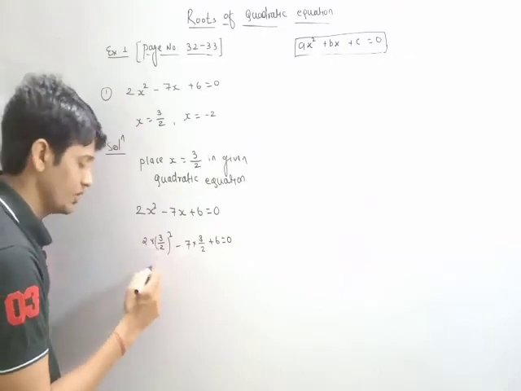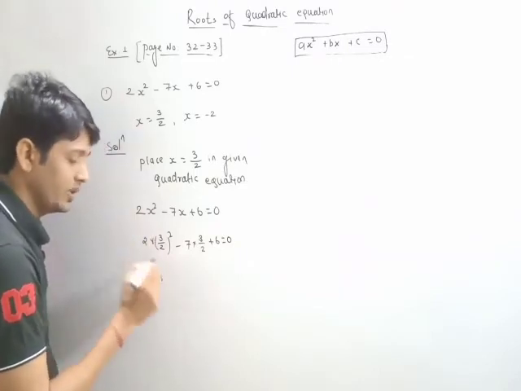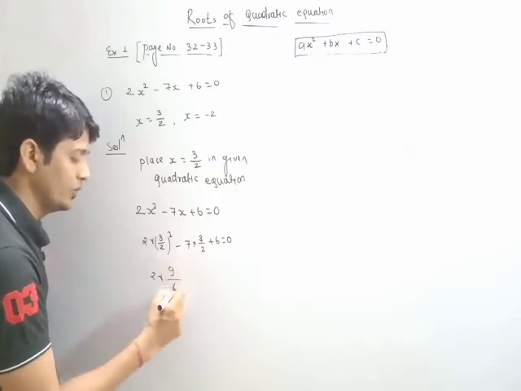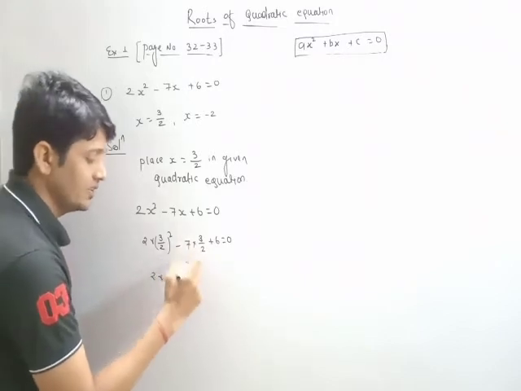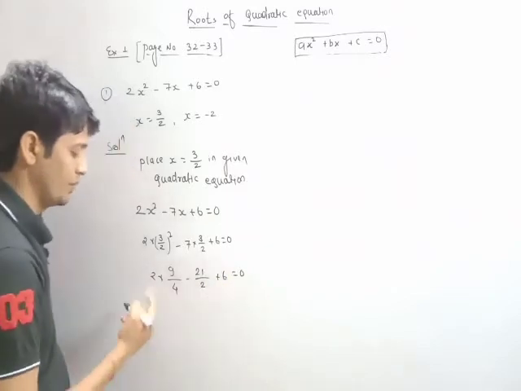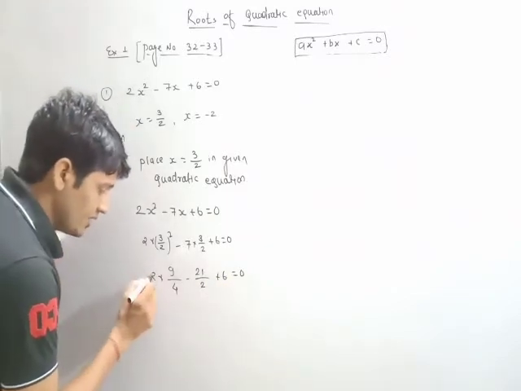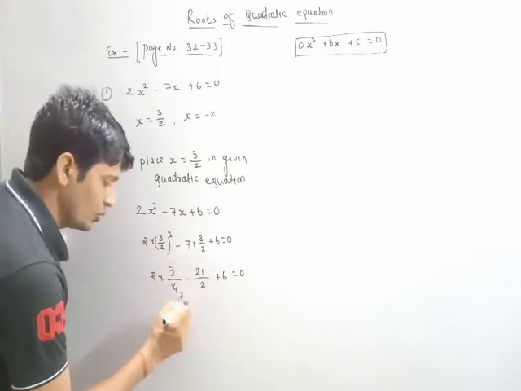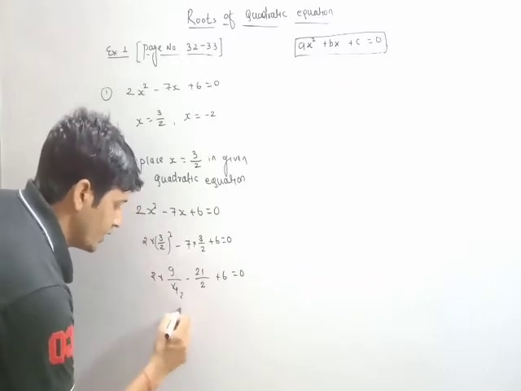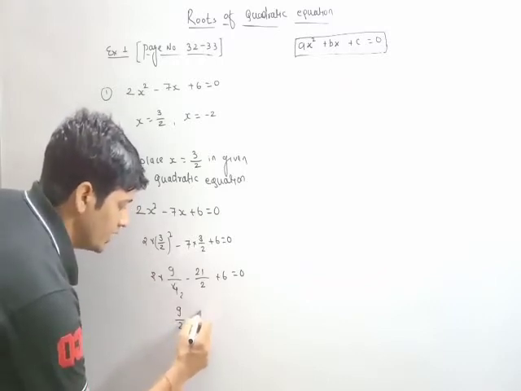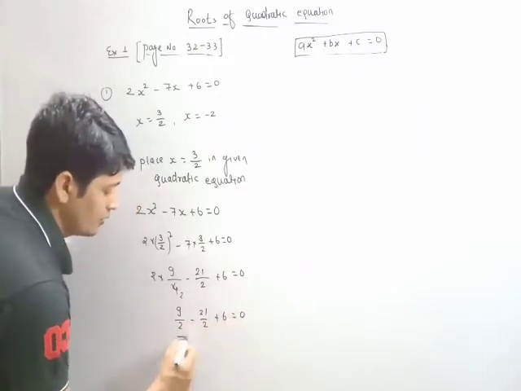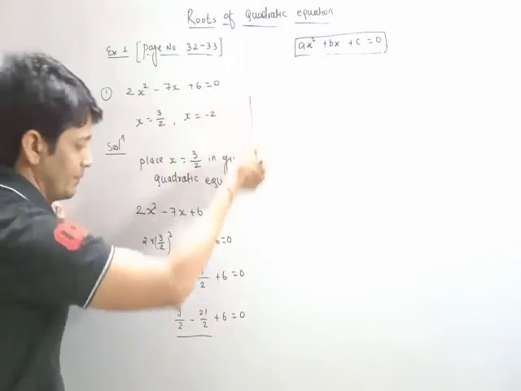So now we will solve this first. 2 into the square of 3 is 9, divided by the square of 2, which is 4, minus 7 3s are 21 divided by 2, plus 6 equals to 0. Now if we cancel this, 2 1s is 2 and 2 2s are 4. So what did we get? 9 by 2 minus 21 by 2 plus 6 equals to 0. Now we have to solve this first.